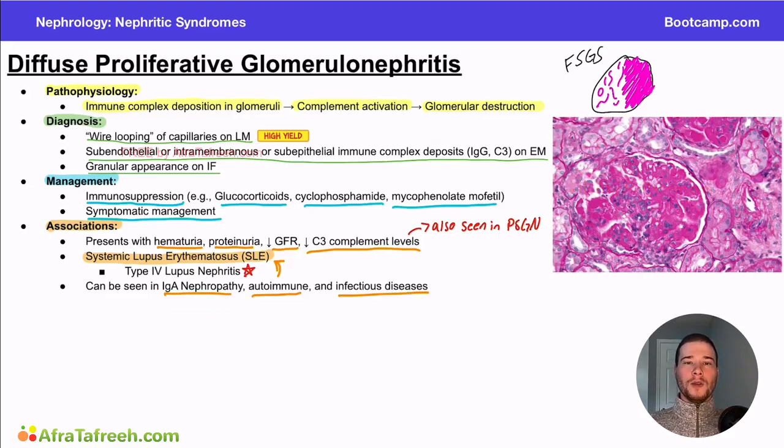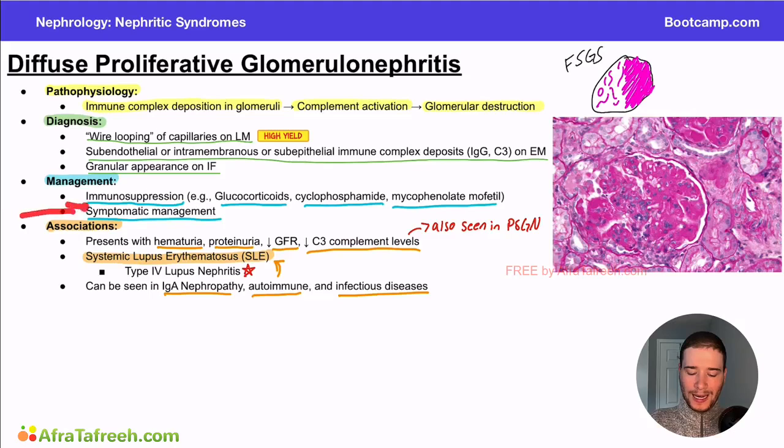Diffuse proliferative glomerulonephritis is an immune complex problem leading to complement activation. This ultimately damages our filtration barrier. One of the classic findings we can see on light microscopy includes this wire looping appearance, which is talking about the capillary loops actually thickening themselves, and this notable change in coloration of light pink areas of staining versus dark pink areas of staining. We also know that because this is immune complex mediated, we would see deposits on electron microscopy and a granular appearance in immunofluorescence.